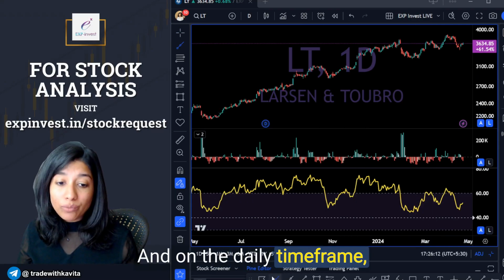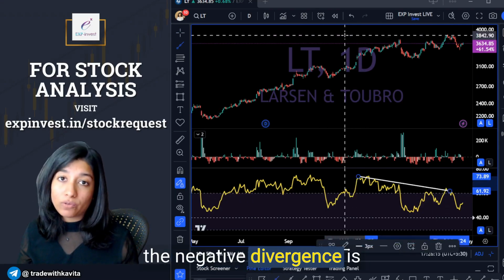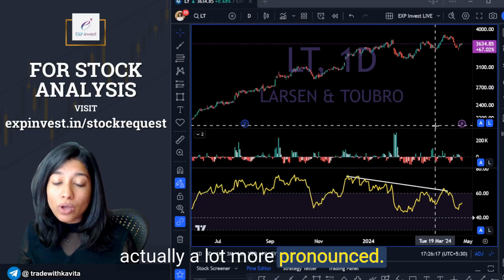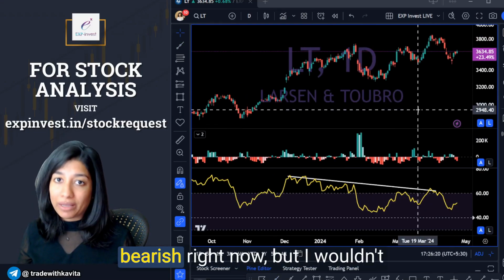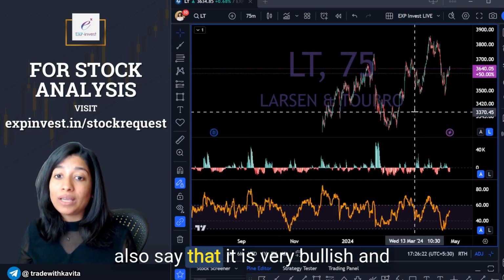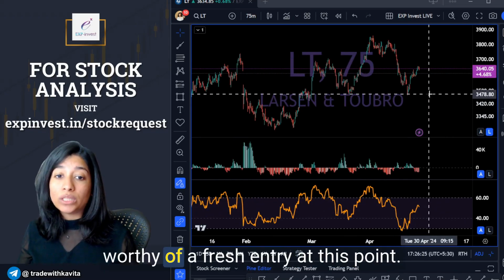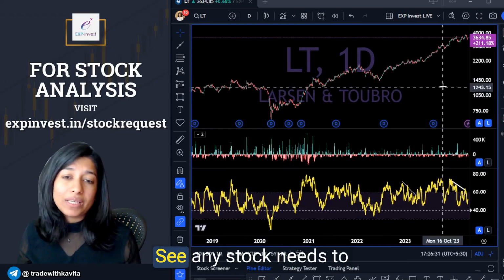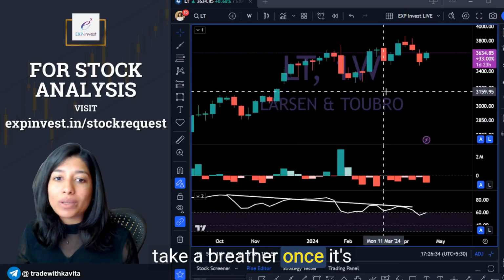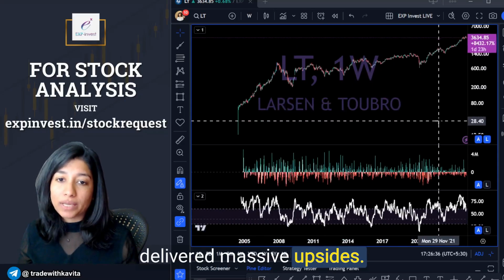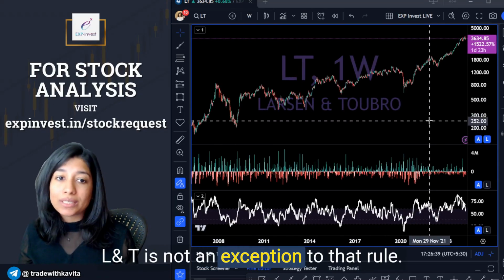And on the daily time frame, what we just noticed about the negative divergence is actually a lot more pronounced. So I wouldn't say that L&T is bearish right now, but I also wouldn't say that it is very bullish and worthy of fresh entry at this point. See, any stock needs to take a breather once it's delivered massive upsides, and L&T is not an exception to that rule.